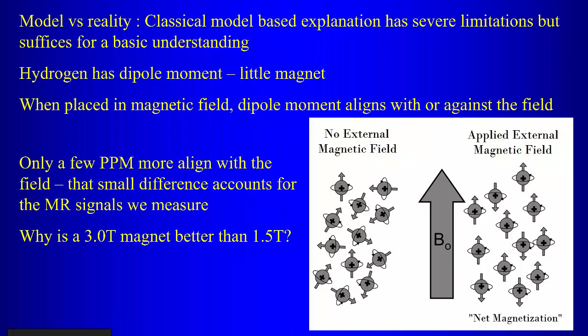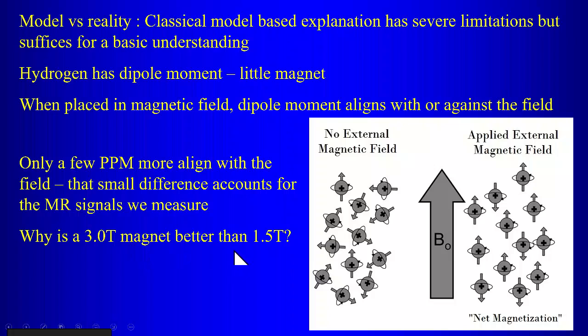And whatever happens to those protons that are aligned with the field compared to those protons that are aligned against, they cancel each other out. But because of that difference of just a few more parts per million that are aligned with the field, that's what gives us the net signal that we get. That's responsible for the signals that we get from MR. So my first question to you is, why is a 3 Tesla magnet better than a 1.5 Tesla magnet?